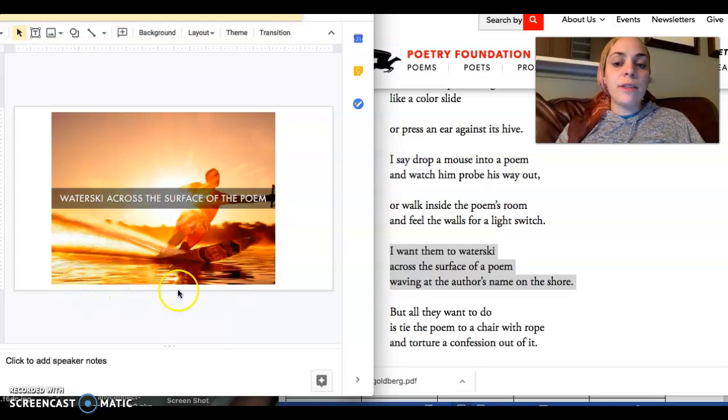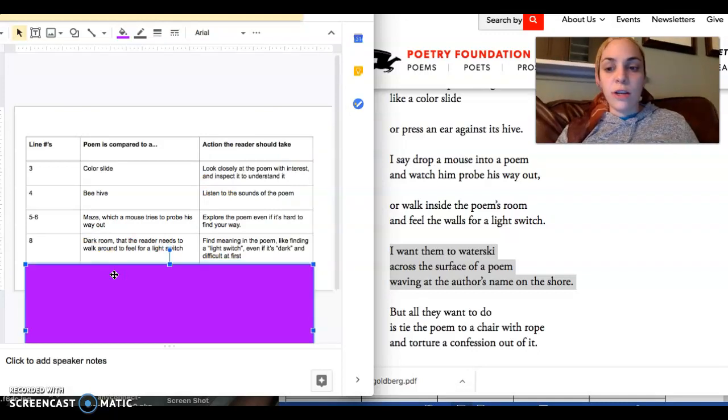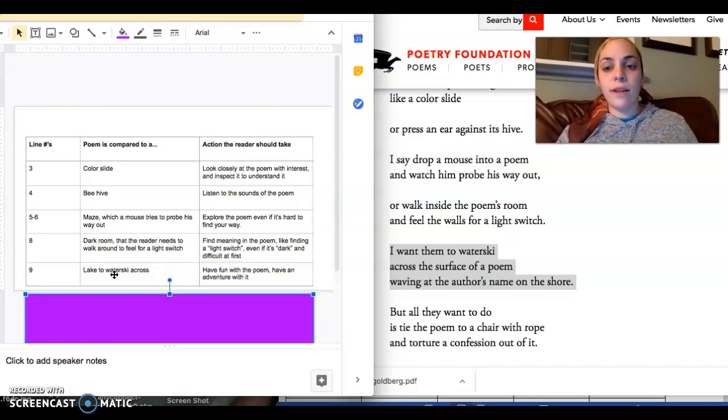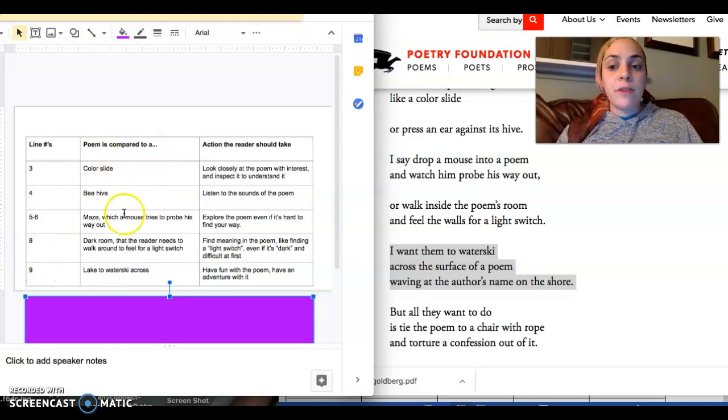So the poem here is compared to the water, right? Usually you water ski on a lake. So let's look at our chart. This is the last one in line 9 or 9 through 11. The poem is compared to a lake or water, to water ski across.